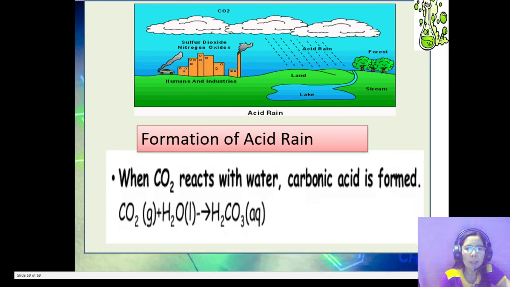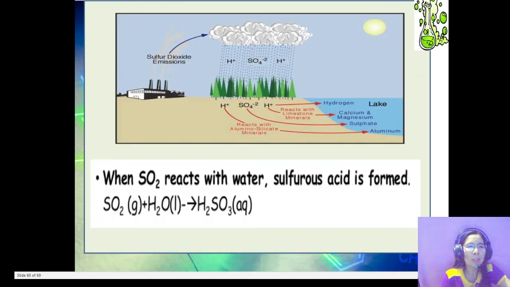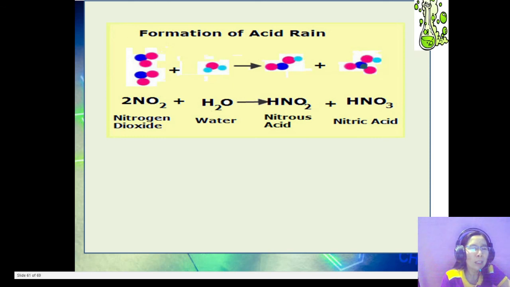When carbon dioxide reacts with water, carbonic acid is formed. So if we have carbon dioxide released from factories, automobiles, and power plants, once it reacts with water when it rains, carbonic acid is formed, and that is an example of acid rain. Another one is when sulfur dioxide reacts with water, sulfuric acid is formed. This is also acid rain. Another one, if nitrogen dioxide in the atmosphere reacts with water when it rains, nitrous acid will also be formed. So those are the different acids that could form acid rain, and that's brought about by a chemical reaction.